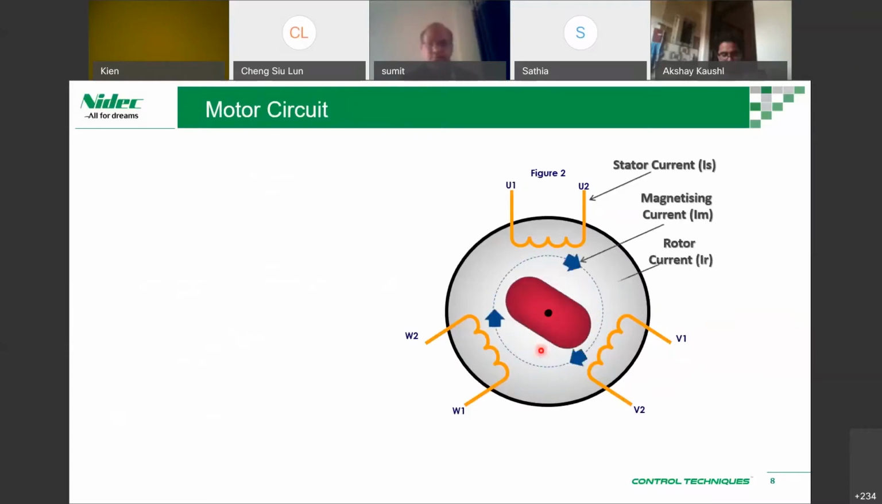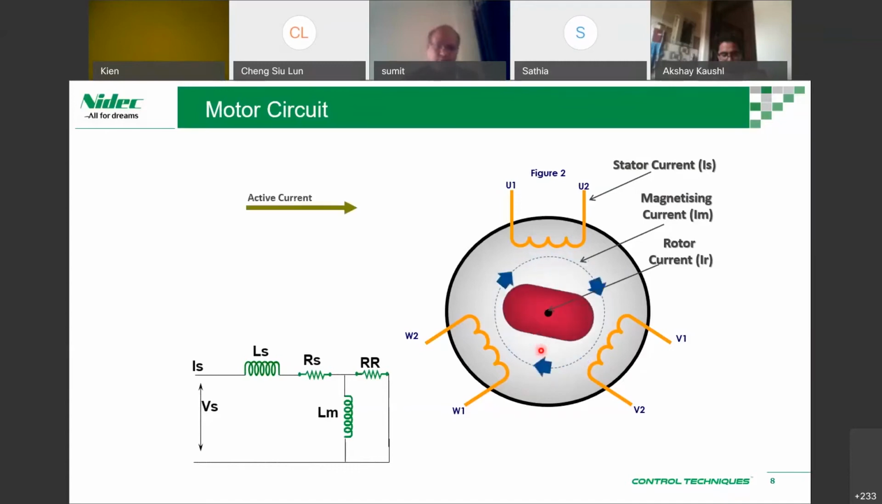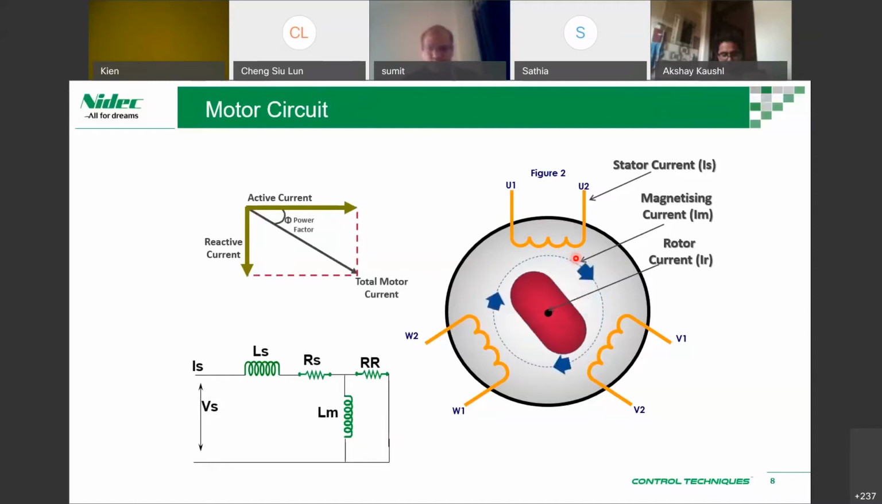So this slide would give us how the motor is electrically seen from the input point of view, from the supply point of view. We have active current, which is being supplied, which is actually creating the motion, and then we have reactive current, because we are using coils. The coils are inductance, so the inductance generally has reactive current, and then we have the total motor current, which is being supplied to the motor.